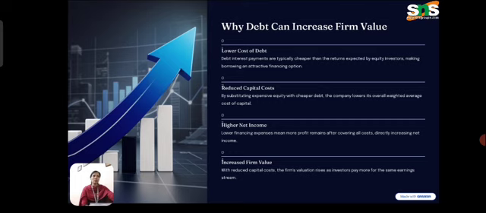The lower cost of debt is nothing but debt interest payments are typically lower than the return value of the money equity investors make, making borrowing an attractive financial option. The second one is, as expensive equity is replaced by cheaper debt, the company lowers its overall weighted average cost of capital. The third one is lower financial expenses mean more profit remains after covering all costs, directly increasing net income.